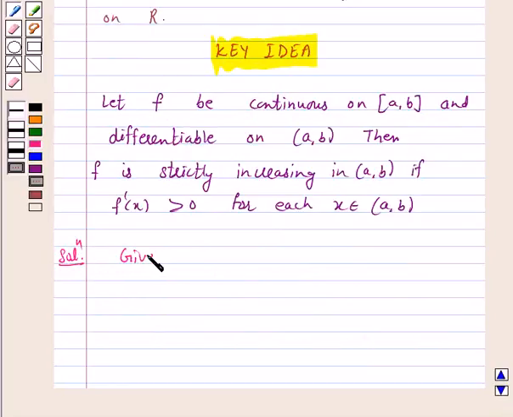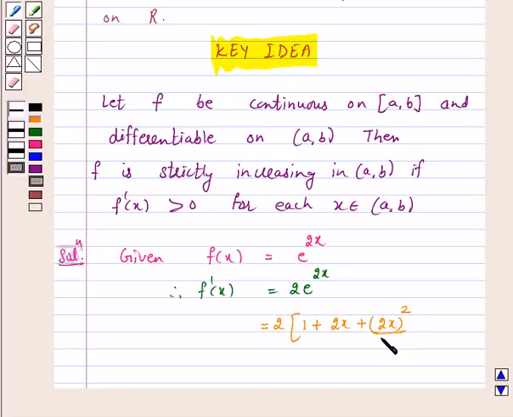Given f(x) is equal to e raised to power 2x. Therefore, f dash x is equal to 2 into e raised to power 2x. Now we know that e raised to power x is equal to 1 plus x plus x square over 2 factorial plus x cube over 3 factorial plus so on. So, therefore, f dash x is equal to 2 into 1 plus 2x plus 2x square upon 2 factorial plus so on.